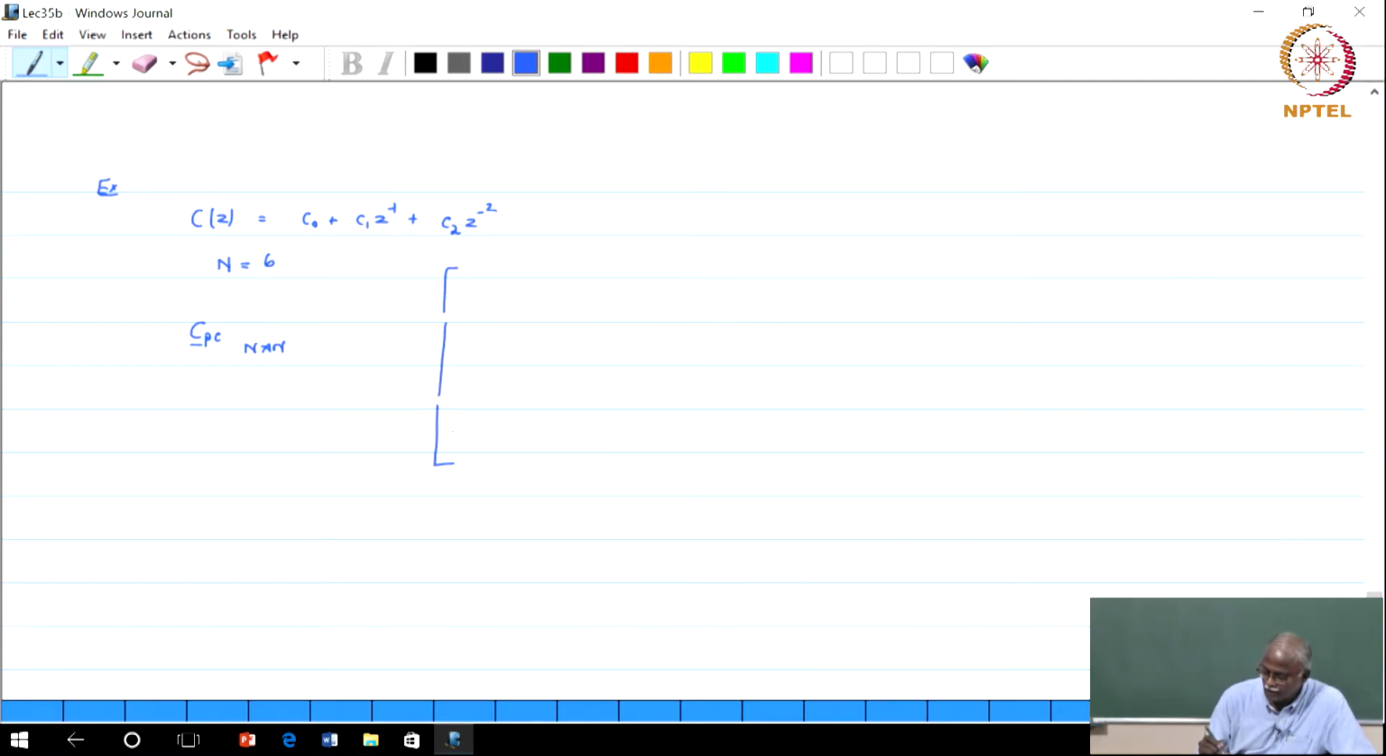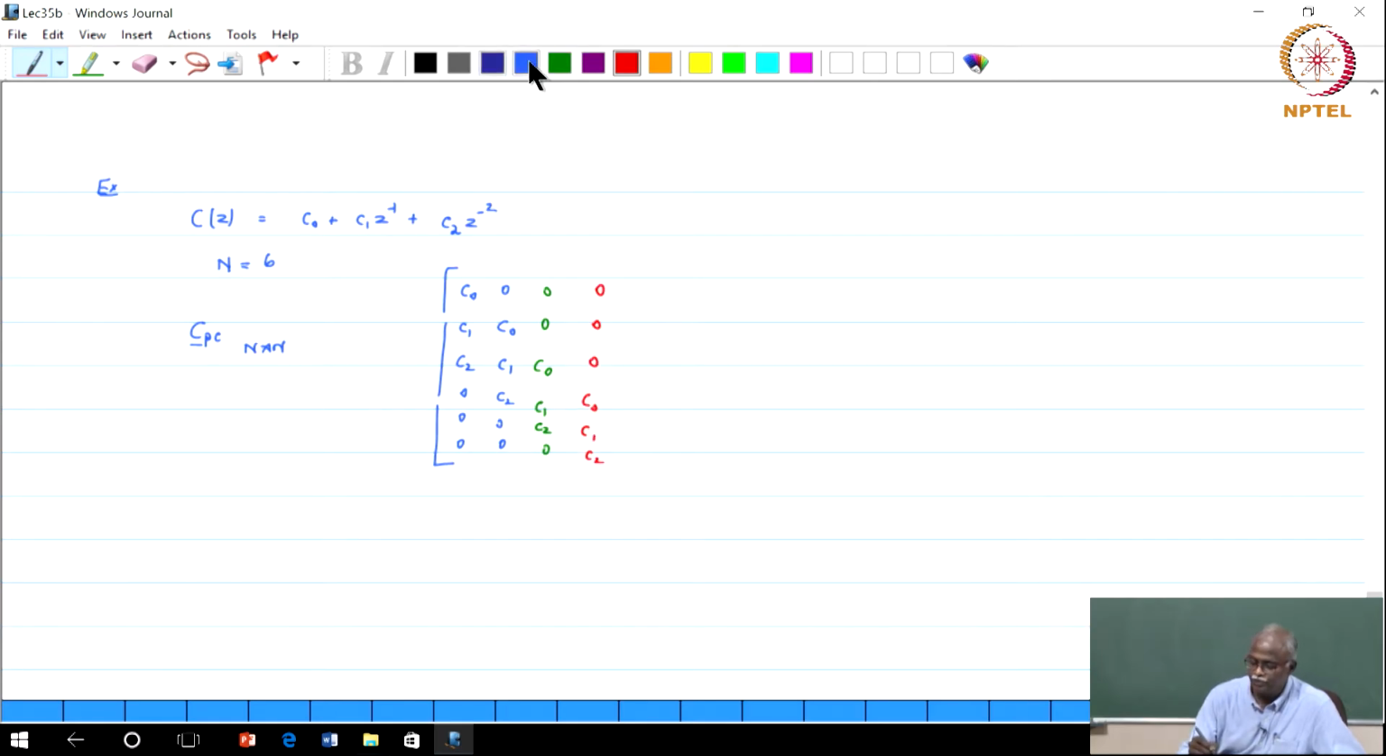So, if we write down the pseudo circulant, the first column will be C0, C1, C2, 0, 0, 0, okay, and the next one will be 0, C0, C1, C2, 0, 0. Quickly write down the third one, 0, 0, C0, C1, C2, 0. Did I miss something? If I missed something, please let me know. Next one is 0, 0, 0, C0, C1, C2.